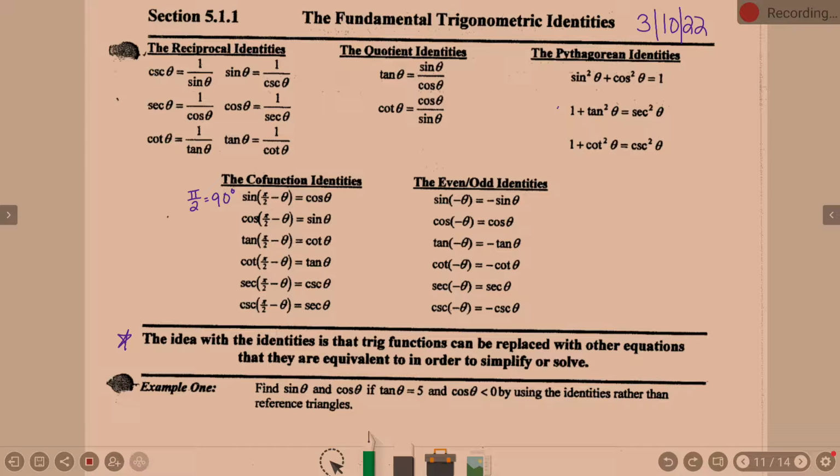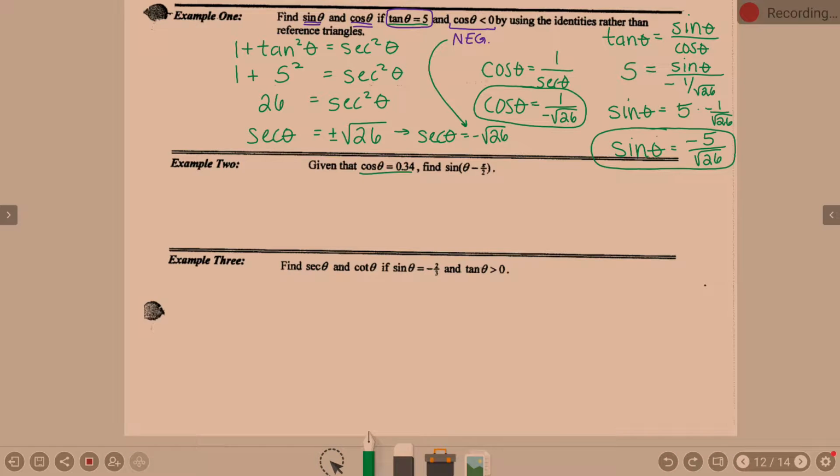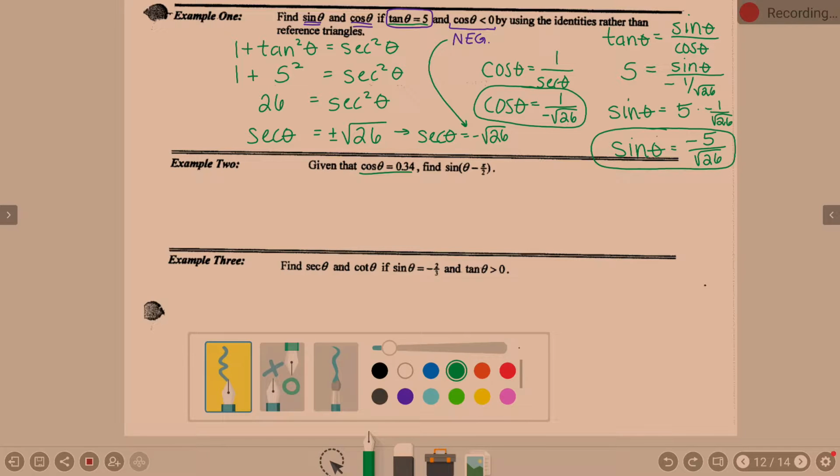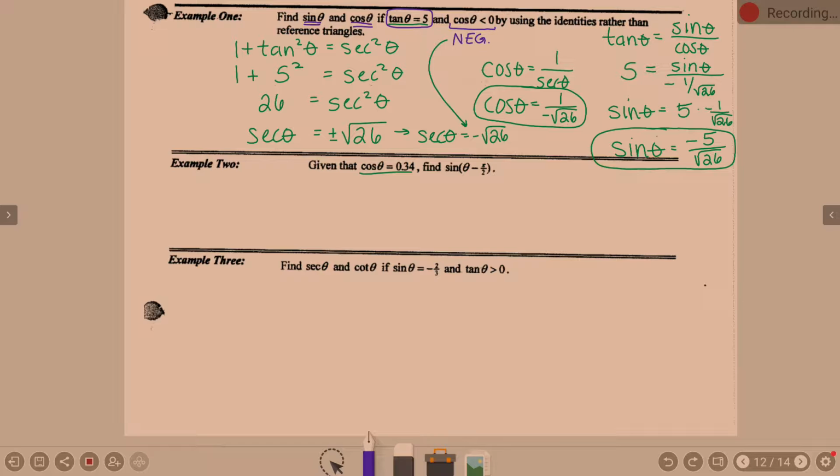I always hesitate with how best to explain this one, because I struggle with how to put the work down. I can more see it than write it. Okay, I'm going to start with what they're asking us to find: sine of theta minus pi over 2, correct? Now, this doesn't look exactly like what's on our identity list, does it? So what would make it look more like what's on our identity list?